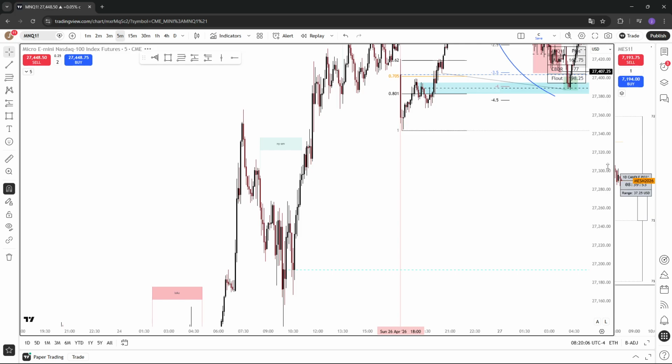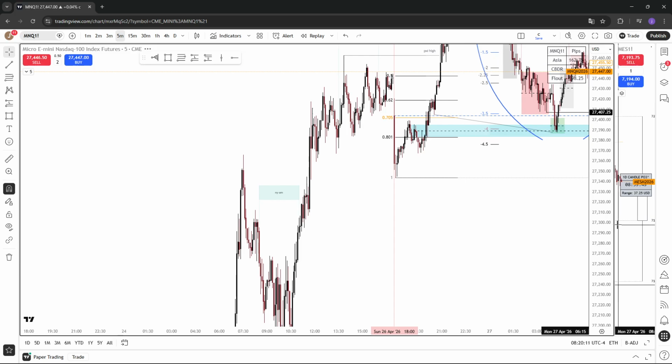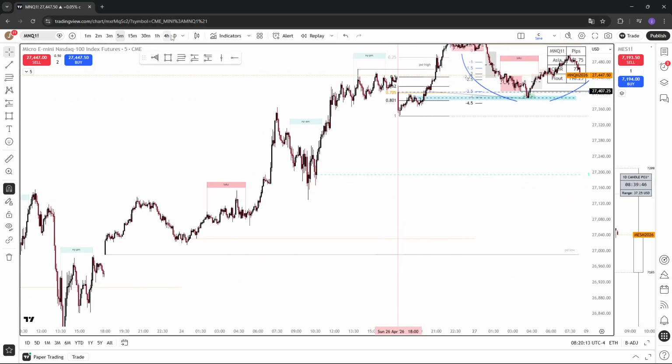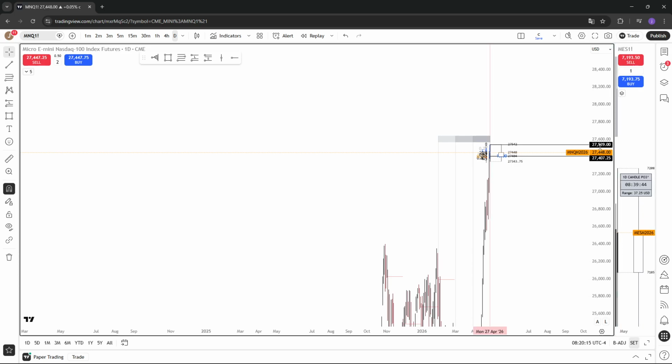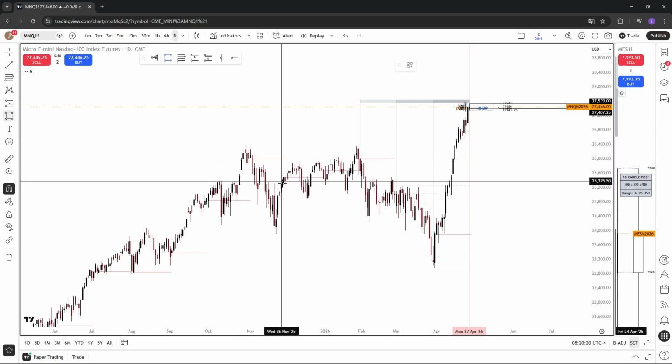I can also tell you that these market maker models will appear everywhere in the market, right? On the higher time frame, on the lower time frame. Let me go on a daily. This is actually a go-to example. Bam, what can you see?